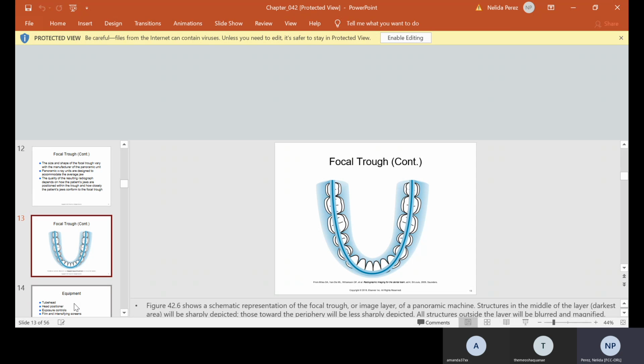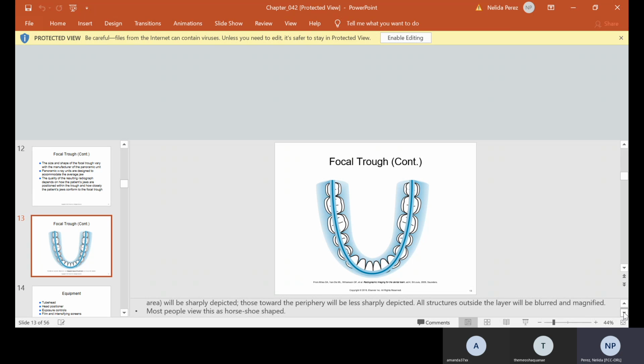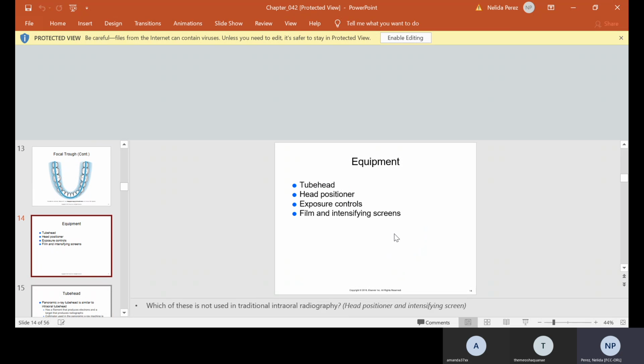So the focal trough is an image layer of a panoramic machine. Structures in the middle of the layer, the darkest area, will be sharply depicted. Those toward the periphery will be less sharply depicted. All structures outside the layer will be blurred and magnified. Most people view this as horseshoe shaped. That's one of the best ways to recognize the lower.